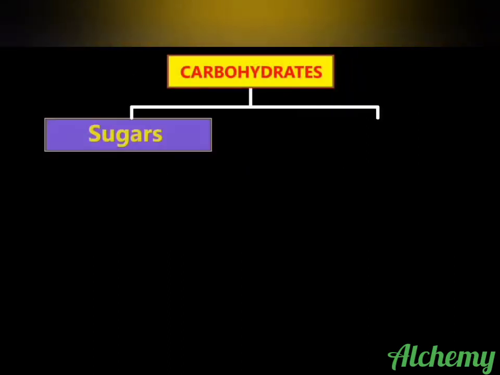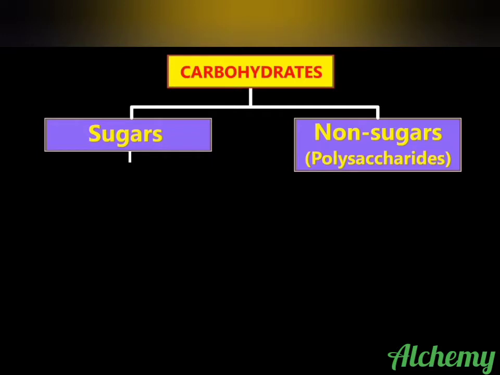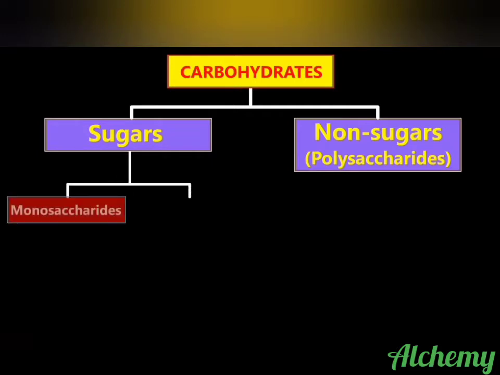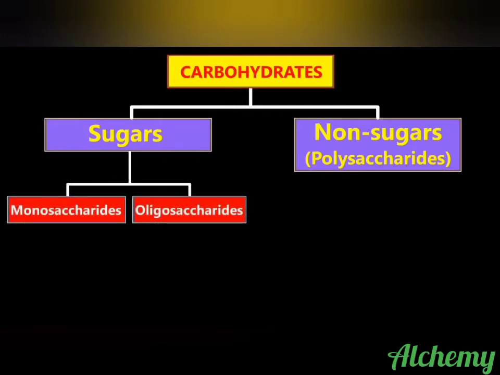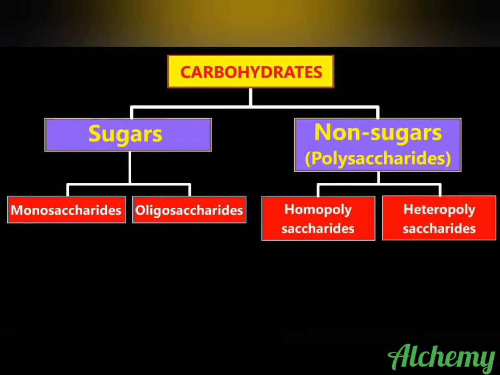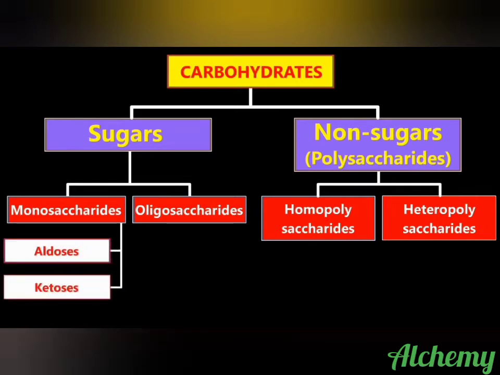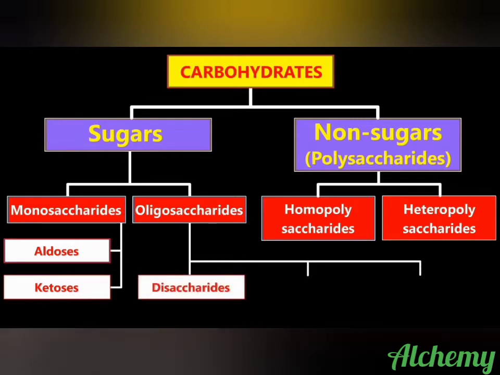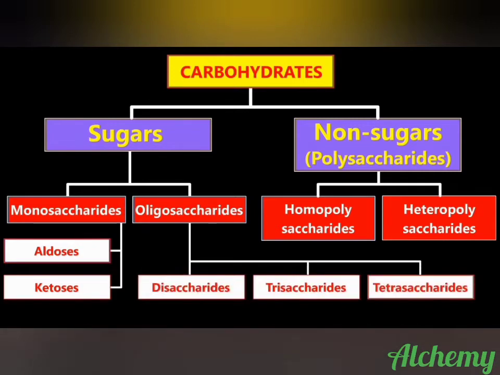Carbohydrates are classified into sugars and non-sugars. Sugars are then divided into monosaccharides and oligosaccharides, whereas non-sugars are classified into homopolysaccharides and heteropolysaccharides. Monosaccharides are then further divided into aldoses and ketoses, whereas oligosaccharides are classified into disaccharides, trisaccharides and tetrasaccharides.